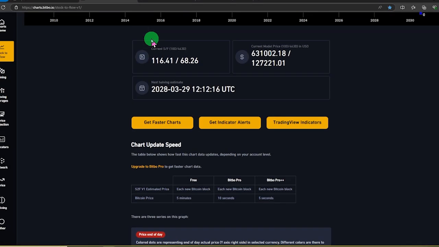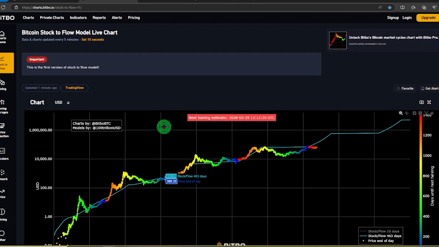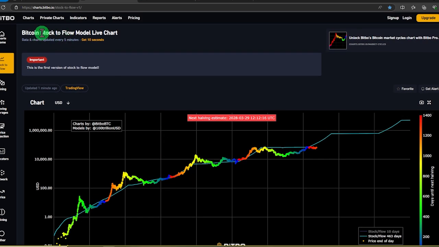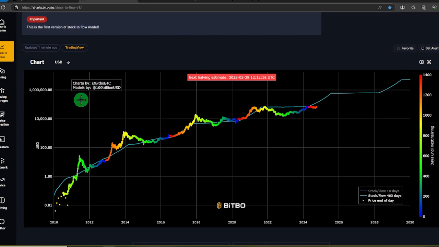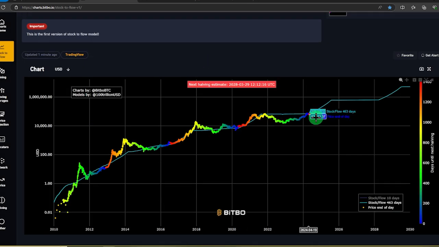The next website is bitbo.io/charts. This is also a semi-rainbow chart, although basically this is the stock to flow model live chart, or this is the second option. You click stock to flow, and as you can see, not sure which version this is, but this is a free Bitcoin chart that will predict the price completely for free.